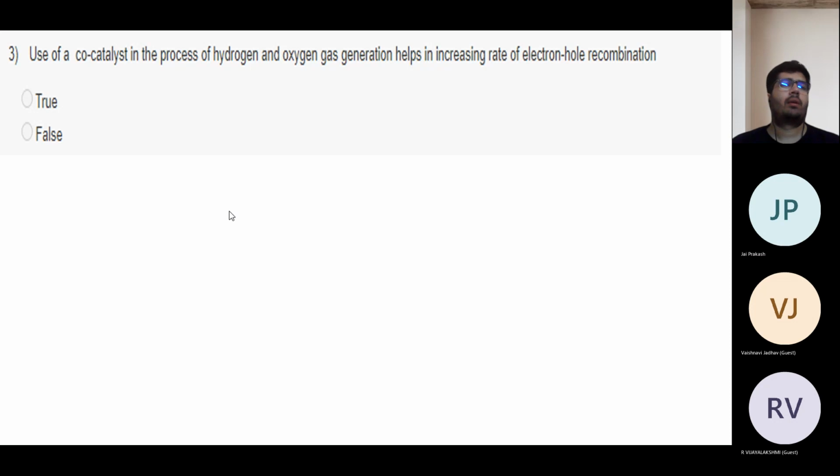Yeah. Okay. So question number 3 is, use of a co-catalyst in the process of hydrogen and oxygen gas generation helps in increasing the rate of electron hole recombination. So take 2 minutes and try to recall the slides data and try to answer.